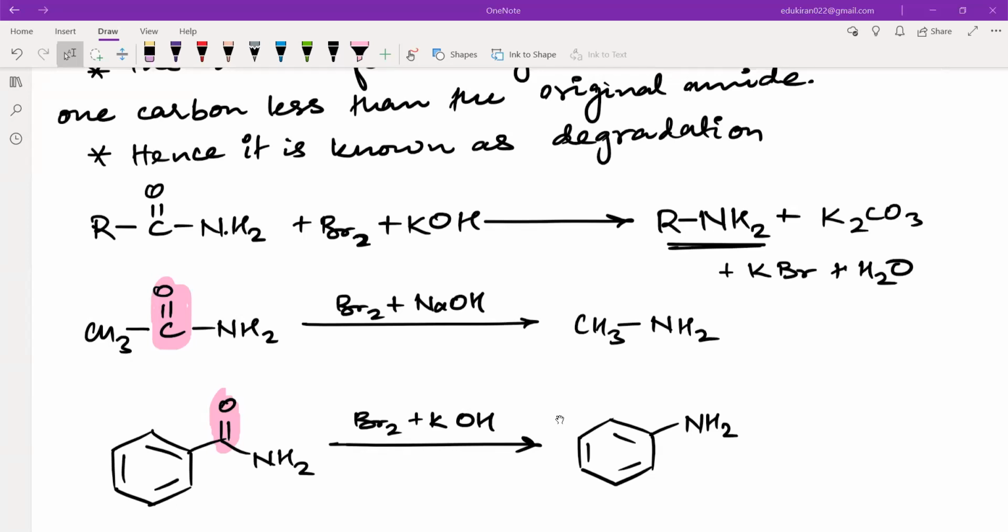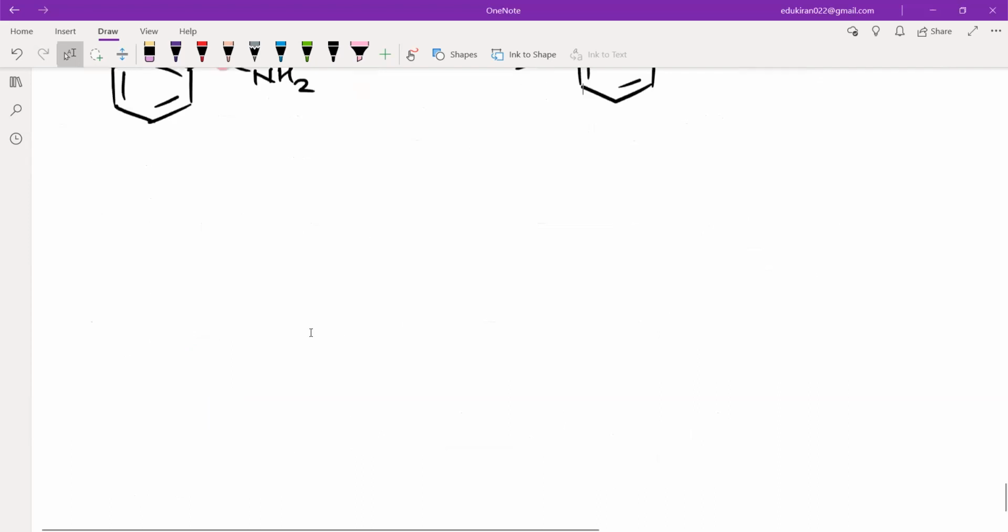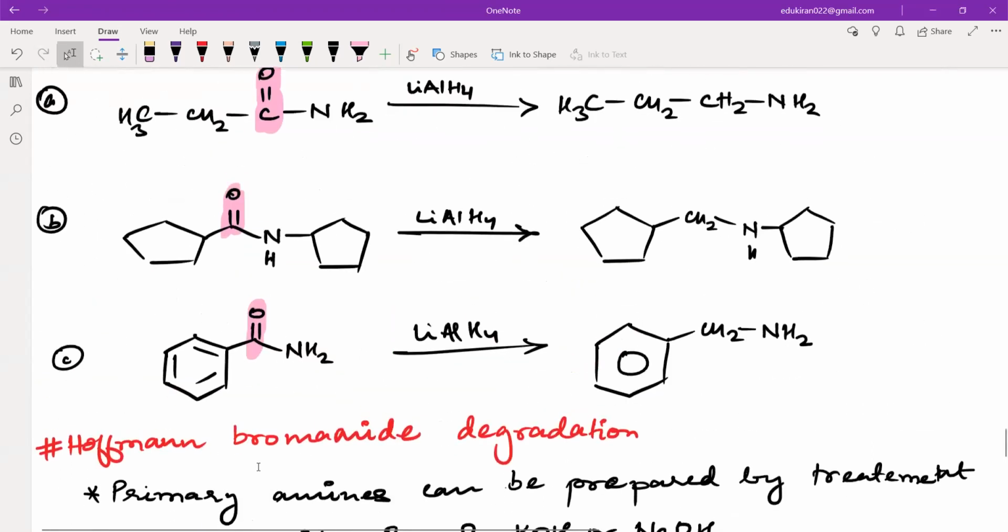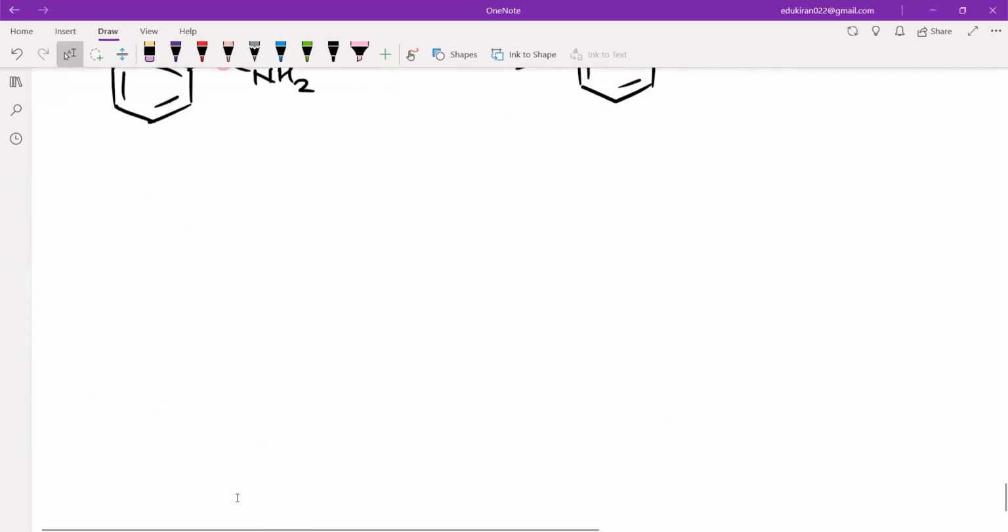So you don't have to look at the mechanism here. Now this is Hofmann bromamide degradation. Then we have the last one, that is Gabriel phthalimide synthesis.